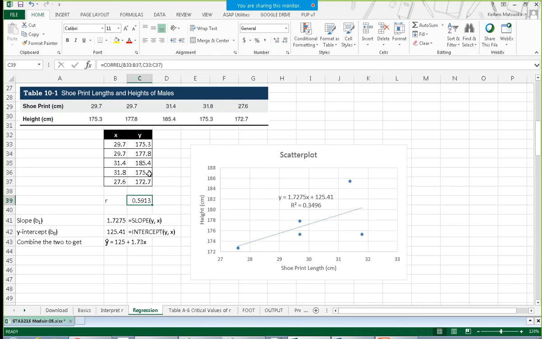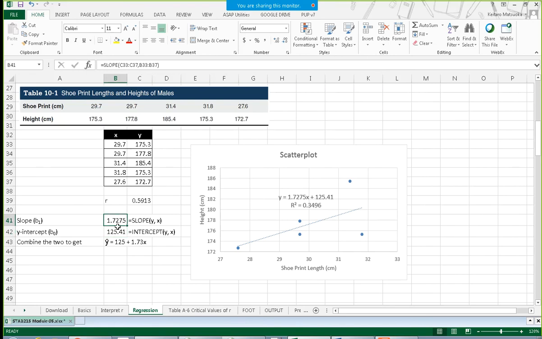R here, as we calculated in the last tab. So how do you calculate the slope, which is b1? We use the slope function, which is SLOPE. Select y's first, comma, and then x. Don't do it backwards. Y first, x second. And then for the intercept, guess what? The function name is INTERCEPT. So you do the exact same thing you did for the slope, except you use the intercept function.